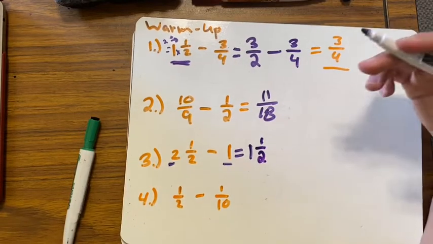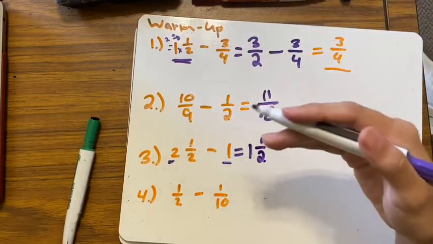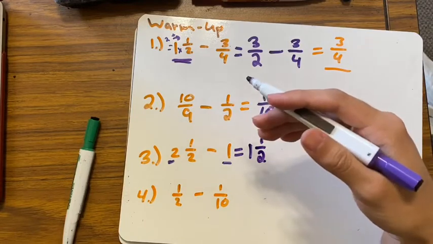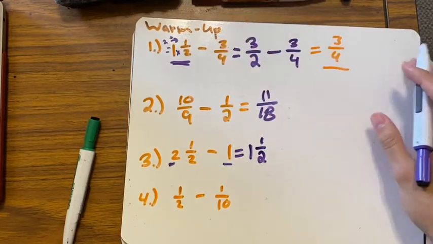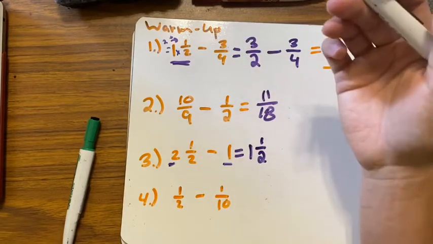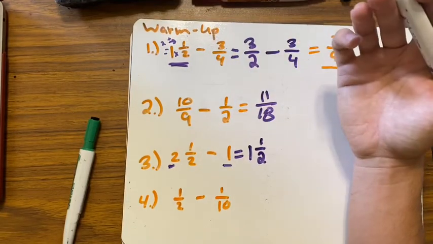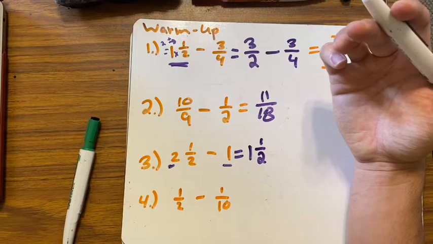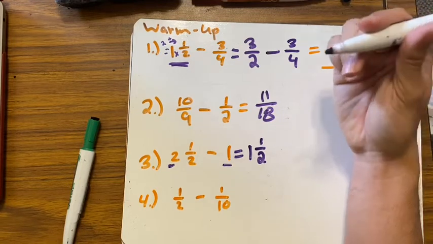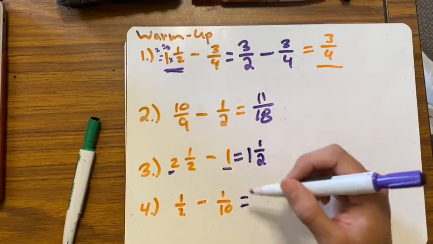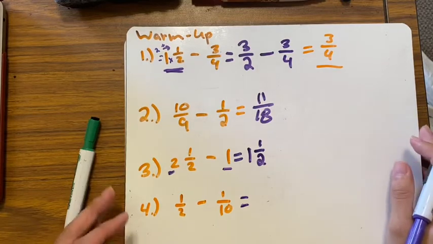So again, like I said, you have different ways of solving these fraction equations. And the way that I'm showing you is just the way that I think it's best. But you can solve it whatever method you think works best for you, okay? But now let's go ahead and solve this one. 1 over 2 minus 1 over 10.